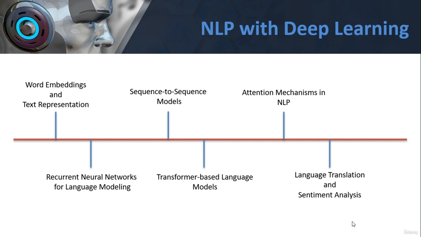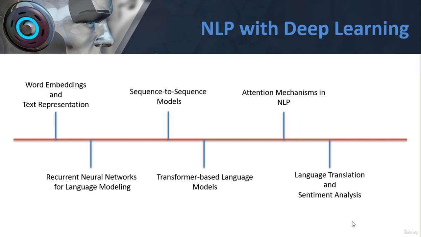Attention mechanism in NLP. Attention mechanisms have become a crucial component in NLP models, enhancing their ability to focus on relevant information. We explore different attention mechanisms, including self-attention and scaled dot product attention. Applications like sentiment analysis, question answering, and language translation demonstrate the efficiency of attention-based models.